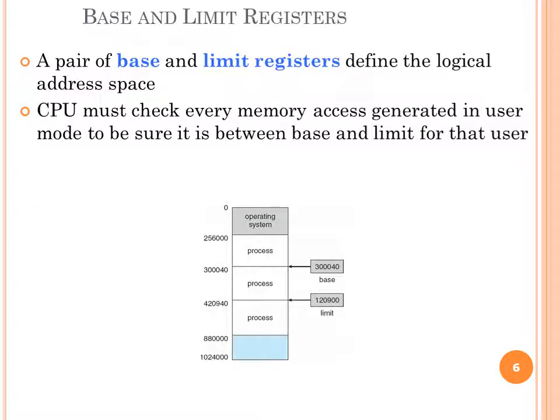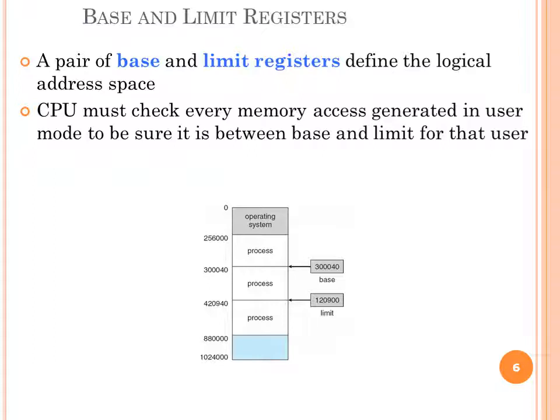In this slide, we'll discuss the base and limit registers. We first need to make sure that each process has a separate memory space. To do this, we need the ability to determine the range of legal addresses that a process may access and to ensure that a process can only access legal addresses. We can provide this protection by using two registers known as the base register and the limit register, as shown in the figure. The base register holds the smallest legal physical memory address and the limit register specifies the size of the range.